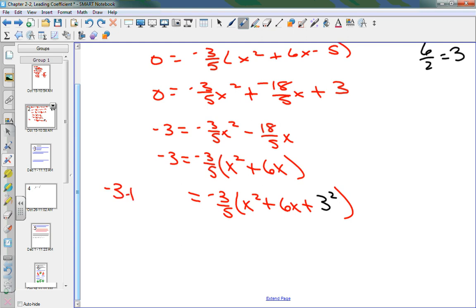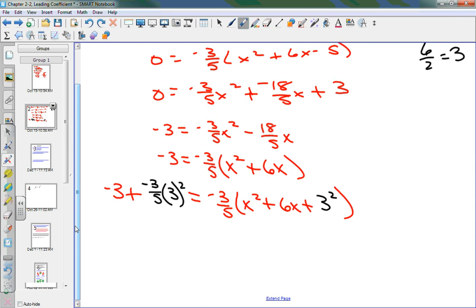I have negative 3 plus a negative 3/5 times a 3 squared. Do you see that that's exactly what I added to both sides with the equal sign? The reason is because I added 3 squared inside of parentheses, and those parentheses are being multiplied by negative 3/5. So I'm not just adding a 3 squared, which is a 9, on both sides. I'm adding 3 squared times negative 3/5. Do we all understand that, yes or no?